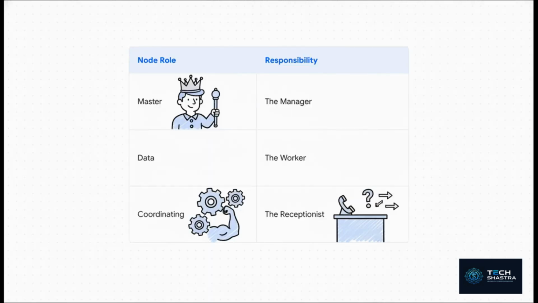And here's your cheat sheet. The master node is the manager. It keeps track of the whole cluster's state. The data nodes are the workhorses. They're the ones actually storing and searching the data. And the coordinating nodes are like receptionists. They just direct traffic and gather up the results. Understanding this separation of jobs is absolutely key.